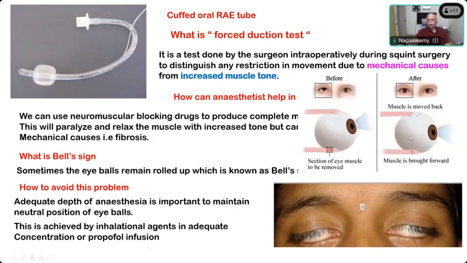So this is how the surgery is being done. The muscle will be resected and then reattached to correct the defect. So the process is done.